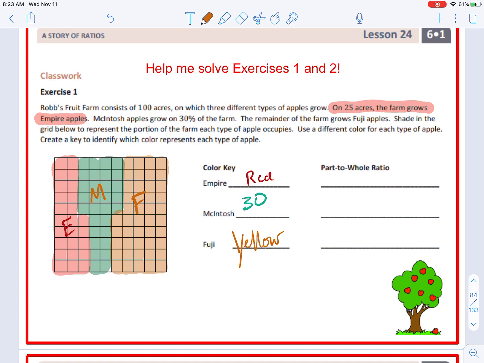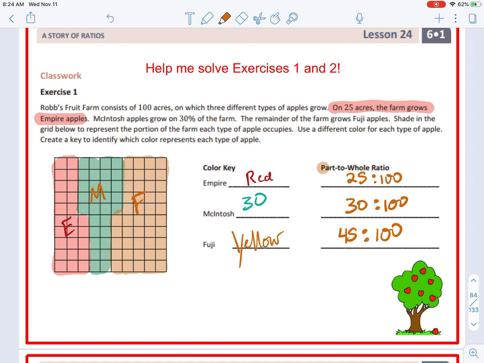So we need to fill out the part to whole ratios. So looking at the Empire, how many total squares are there? Well, there's 100 because it's a 10 by 10 grid. And the Empires occupy 25% of that 100. So our part to whole ratio is 25 to 100. McIntosh was 30% of the farm. So our part to whole ratio would be 30 to 100. The Fuji apples occupied 45% of the farm, so our ratio would be 45 to 100.